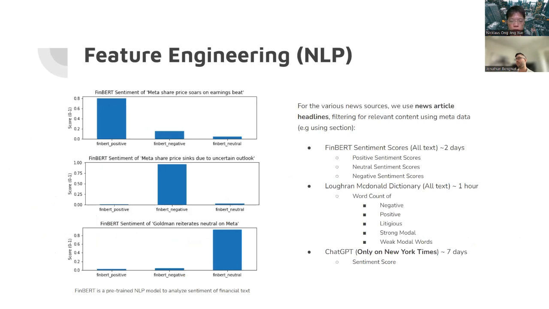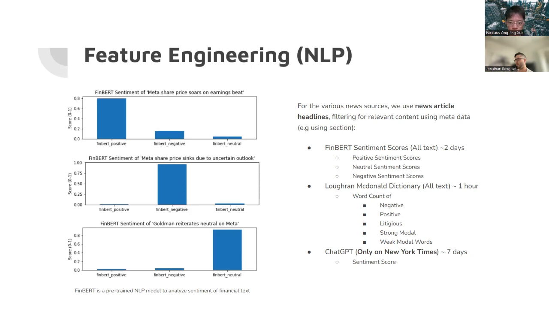Now we go through our natural language processing features. We use news article headlines, and we filter for relevant content using metadata. For example, for the New York Times, we use only the business day section. For FinBERT, sentiment scores, it gives 3 different scores: positive, neutral, and negative. On the left-hand side, you can see some examples of the FinBERT sentiments. Meta price surges on earnings beat is very positive, Goldman reiterates neutral, or Meta gives neutral, and Meta share price sinks gives the FinBERT negative.